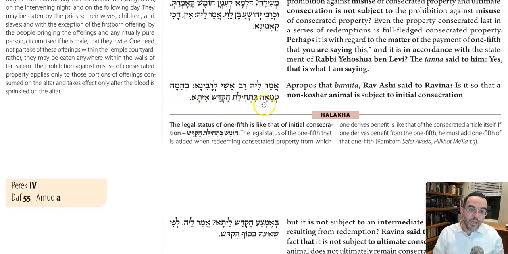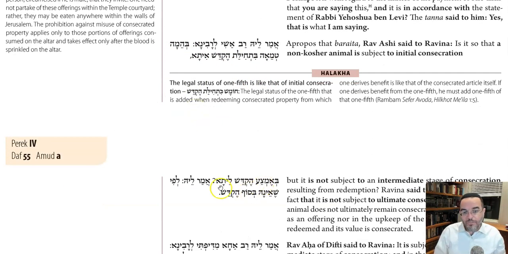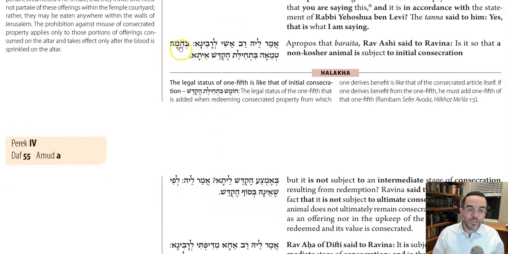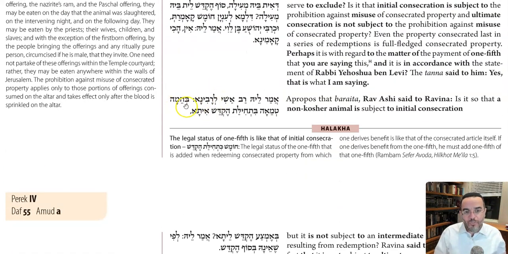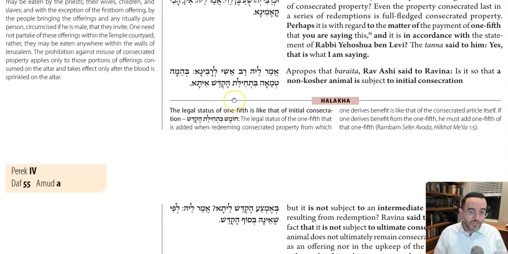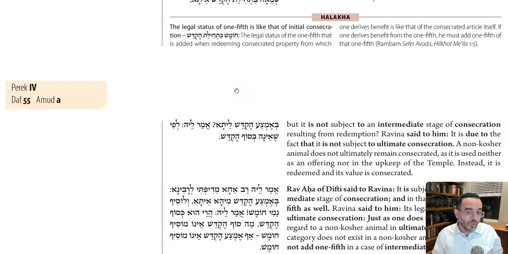Amar le Rav Asher Ravina, Bema teme'a betchilat hekdesh ita, Be'emza hekdesh leta, Amar le lefi she'na besof hekdesh. Rav Asher asks Ravina. You see, in that braita, it mentioned a non-kosher animal as being either the first thing consecrated or not, techilat hekdesh. So he asks, a non-kosher animal can be the first thing consecrated, and how about a middle thing consecrated? Can it be something that's in the middle that's consecrated? Right, I can go from A to B. With a non-kosher animal, can I go from B to C, and add another level through that, to another non-kosher animal?